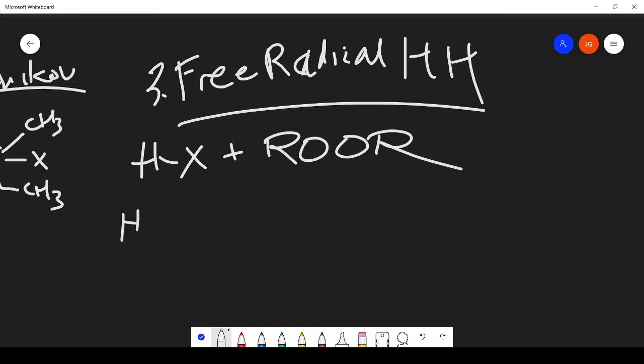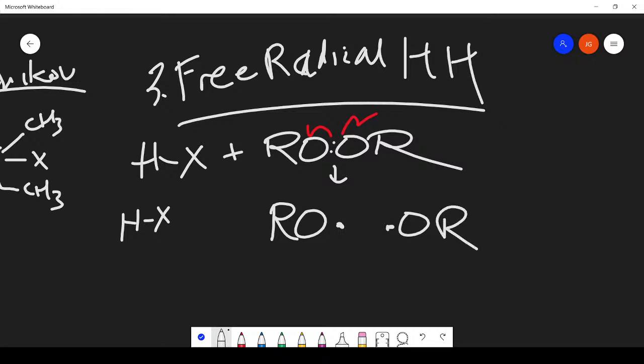So first thing we note is that this bond is going to cleave between these two oxygens. And we have to represent that using fishhook arrows, indicating that one electron is moving at a time. And I think I have a video like that on my channel. So we're going to get RO radical, OR radical. It doesn't really matter what order you do them. But know that this radical here will be on the oxygen.